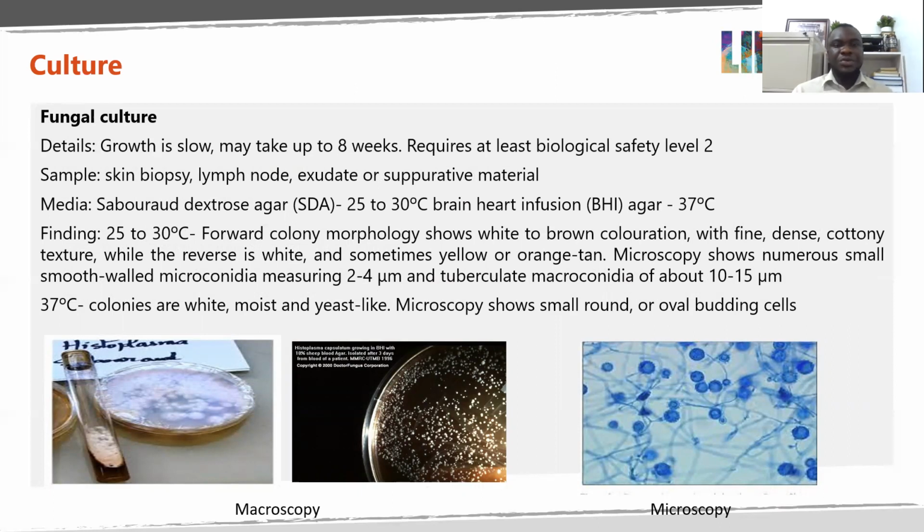Various samples can be used, including skin biopsy or biopsy from the lymph nodes, and then pus or any suppurative material. Because it's dimorphic, you could grow it at room temperature and then at 37 as well. At room temperature, you could use Sabouraud dextrose agar, and at 37, you use brain heart infusion.